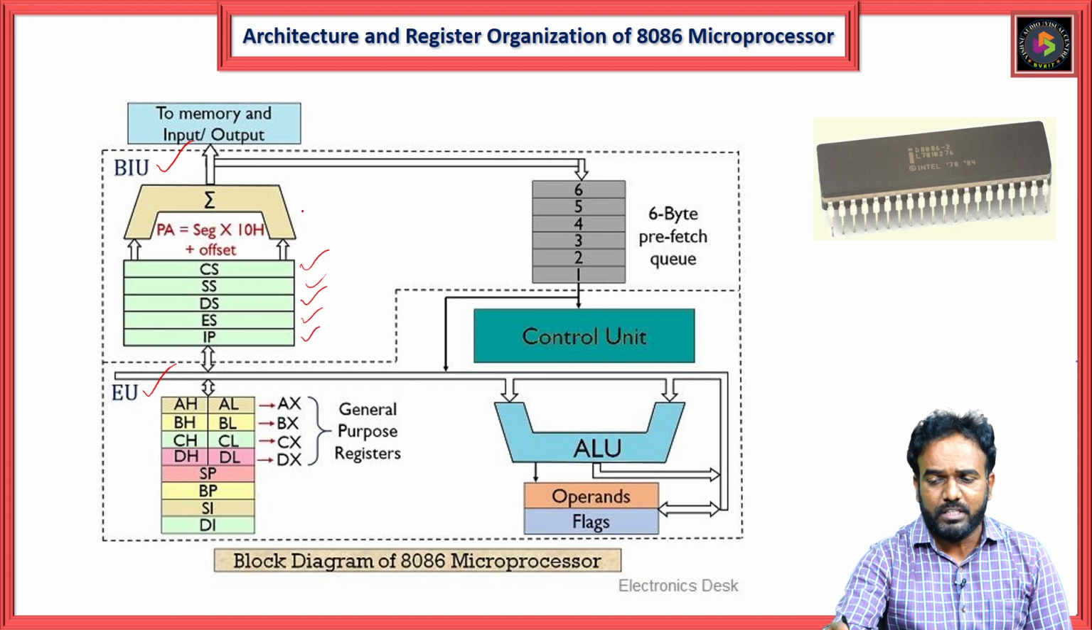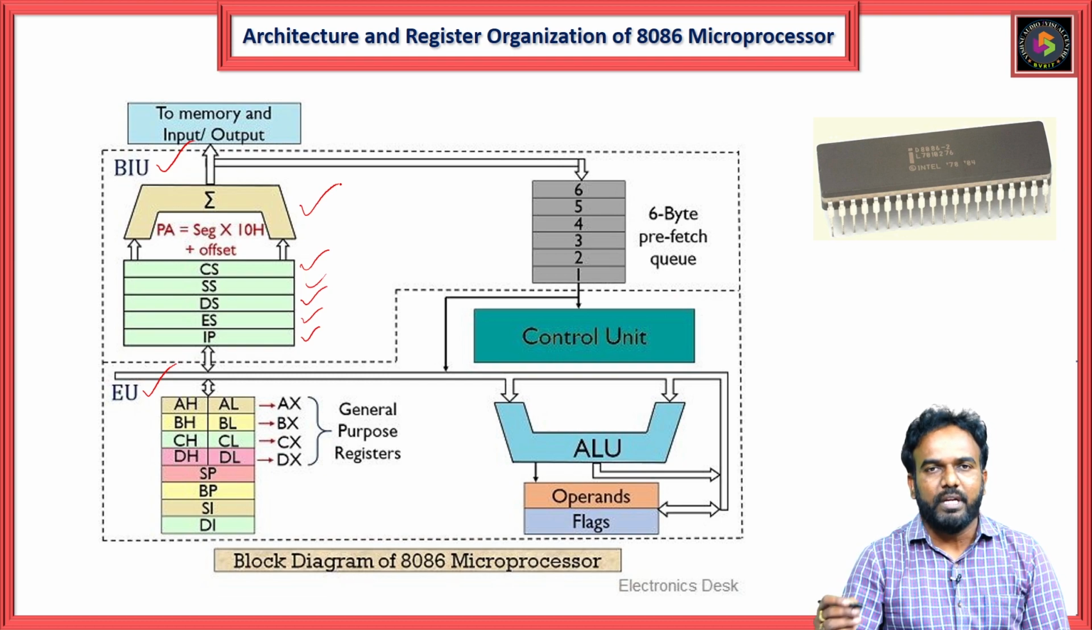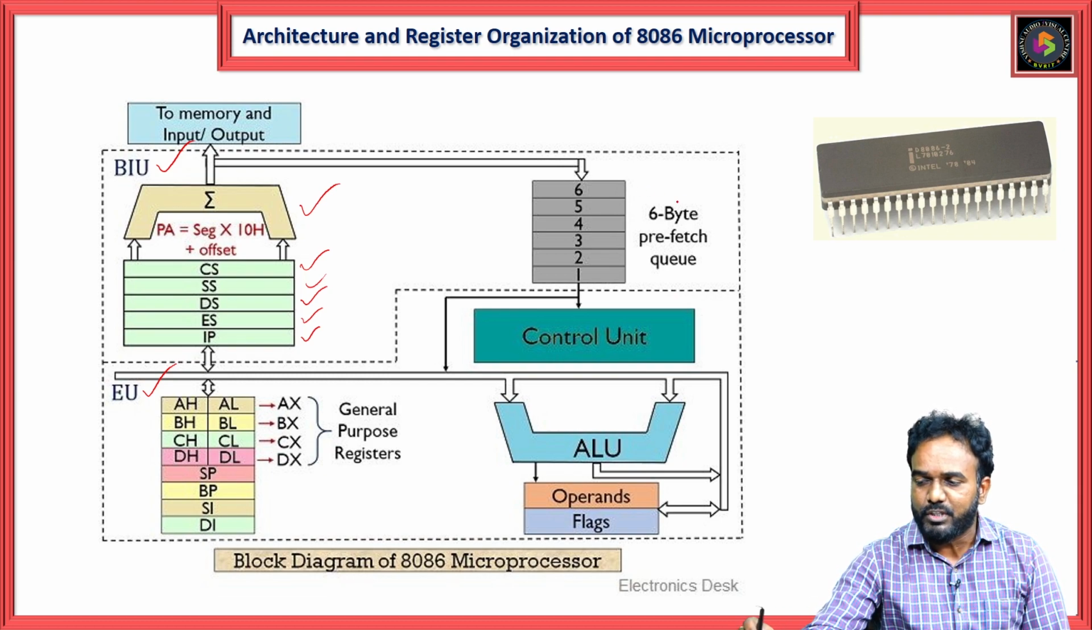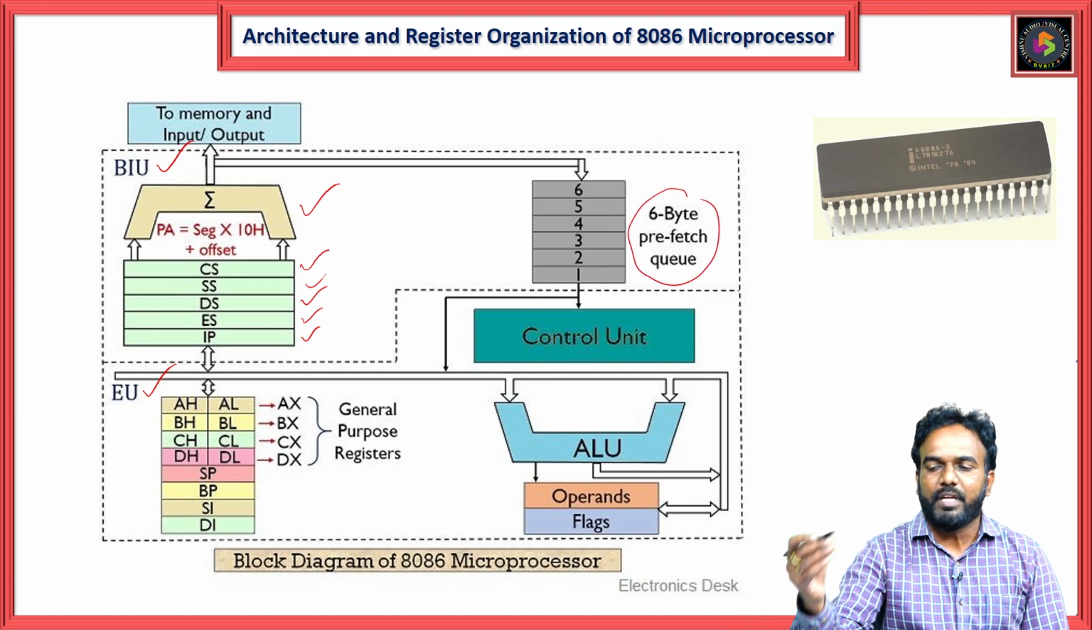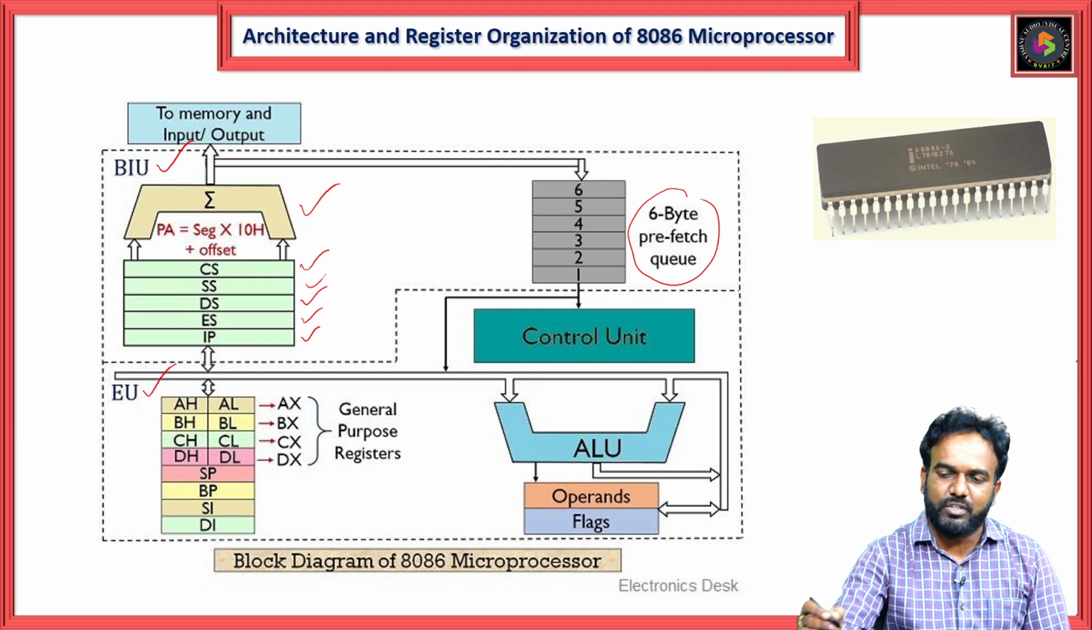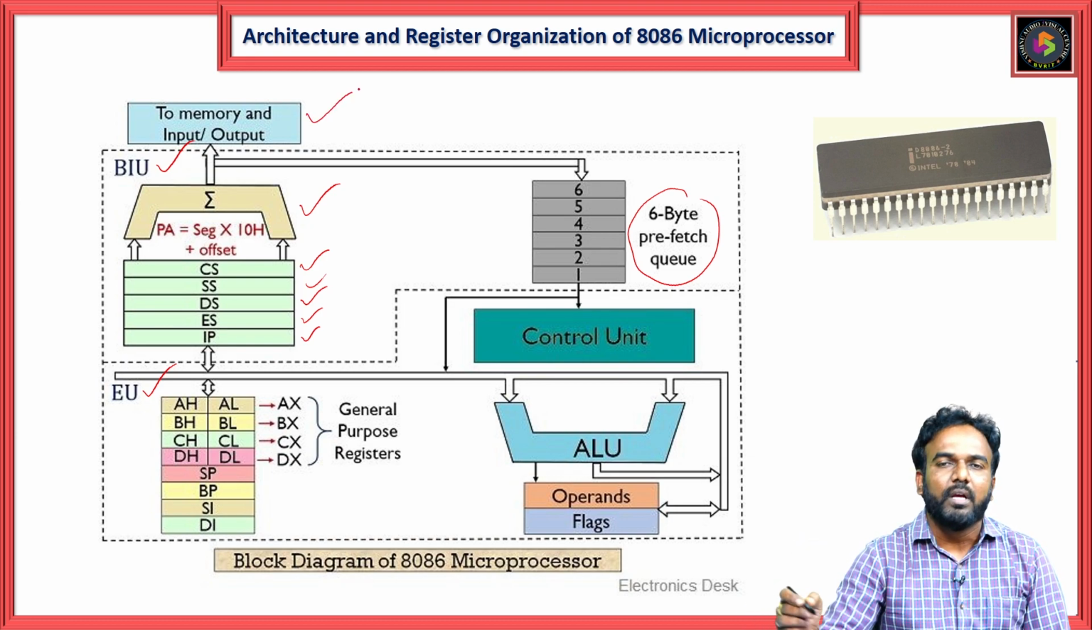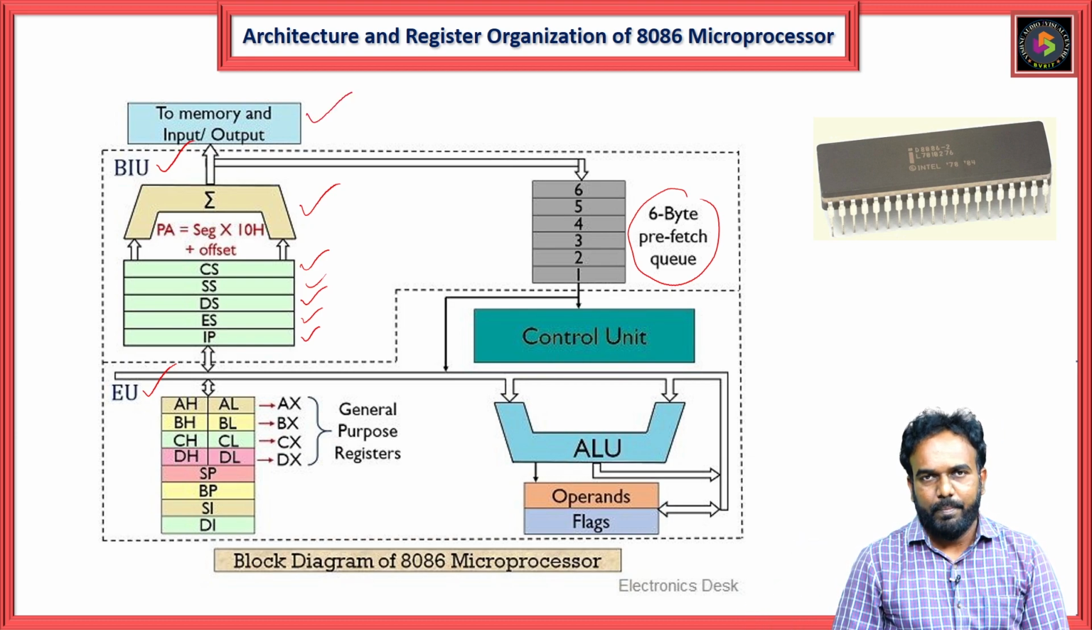Along with that, an address relocator is available to generate the physical address. Another important part is the 6-byte instruction queue to speed up the process. At a time it can fetch 6 bytes of instructions from the memory and put them in the 6-byte instruction queue here.